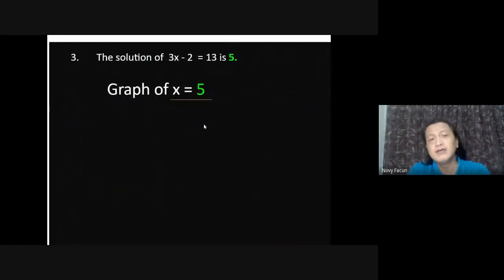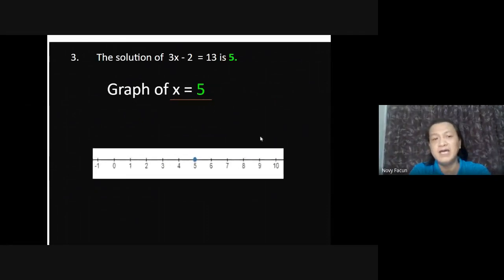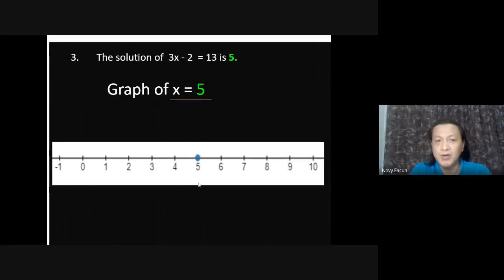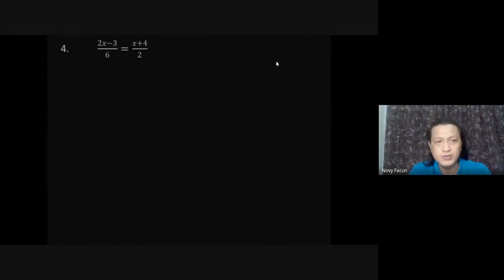Okay, and then, you can now graph the solution of the equation x equals 5. Kaya magiging, plot ka lang ng number line mo, and then since this is positive 5, i-shade mo lang doon sa upper part niya, yung 5. To emphasize that 5 is the solution of the linear equation, 3x minus 2 equals 13. Okay, so another we have, how about this problem?